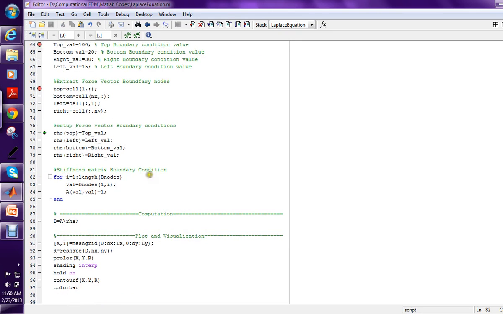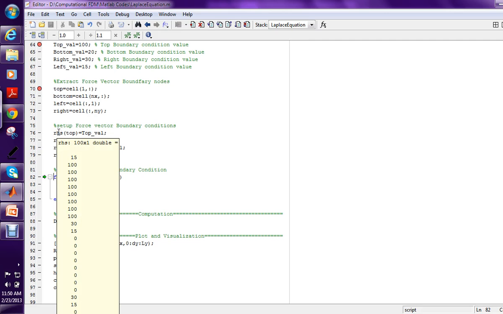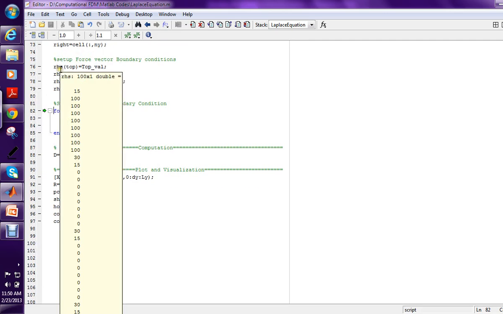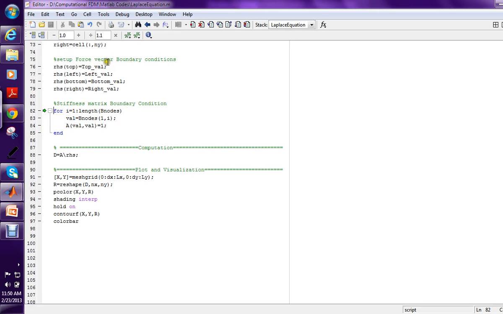So stiffness matrix. So I hope you have got this. Here, this is the 100 and 30 something. All the boundary values are applied to the force vector. Okay. The stiffness matrix and boundary condition. It's the same boundary.